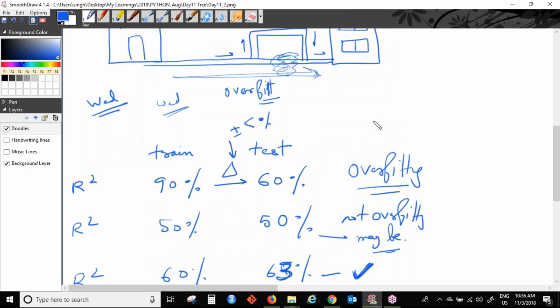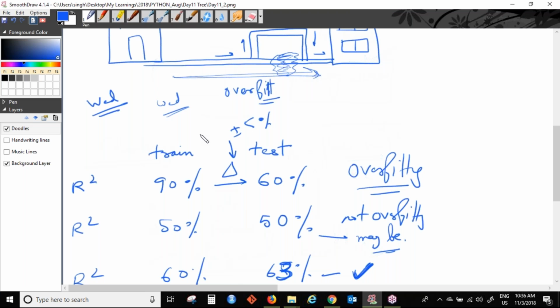Plus minus 5% is random variation that can happen anytime, but it should not be more than 6%, let's say. So if it is 90% in training and 82% in test, then probably you have overfit. But if it is 90 and 87, that is okay, that is random variation. Are you following, guys?